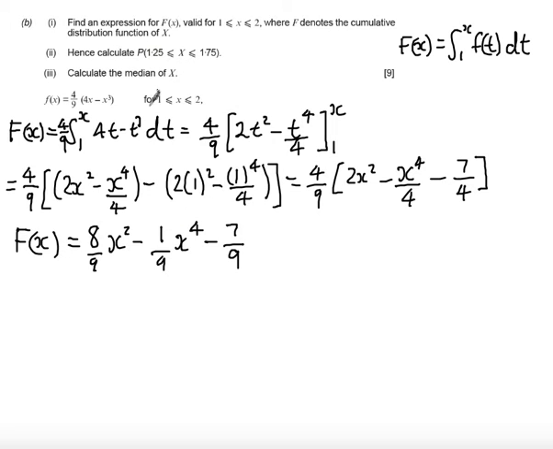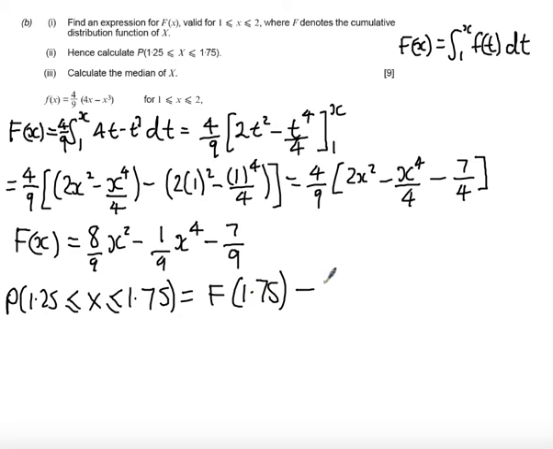Okay, part 2 says hence calculate the probability x lies between 1.25 and 1.75, so the probability 1.25 less than or equal to x less than or equal to 1.75 is equal to the value of the cumulative distribution function when I put 1.75 in, minus the value I get when I substitute 1.25 into our cumulative distribution function.